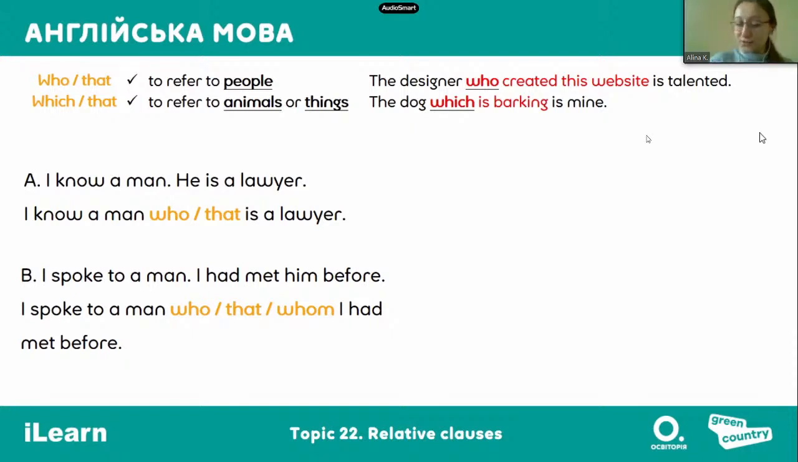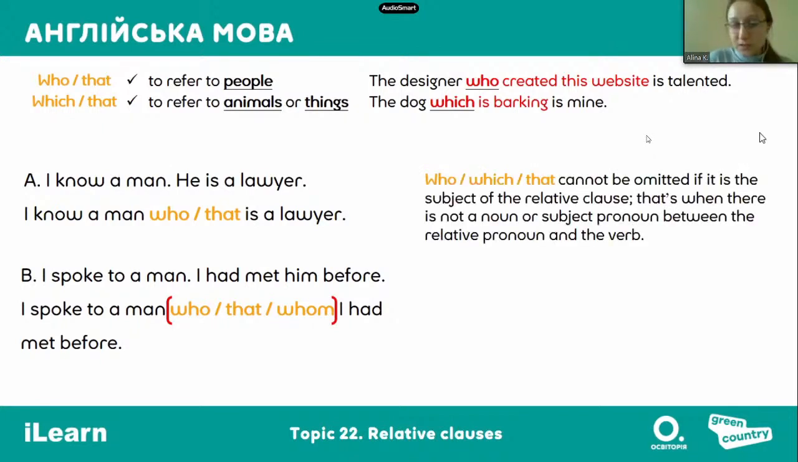That's right, all answers are correct. Surely we can omit relative pronouns in the second example. We cannot do that in the first example because in that sentence, this relative pronoun is the subject in the relative clause. In other words, there is a verb that follows this relative pronoun.